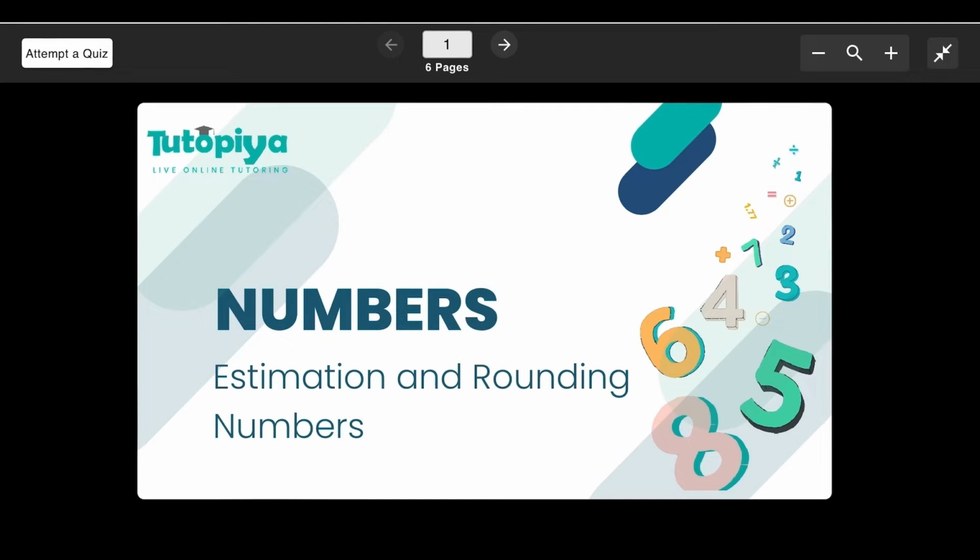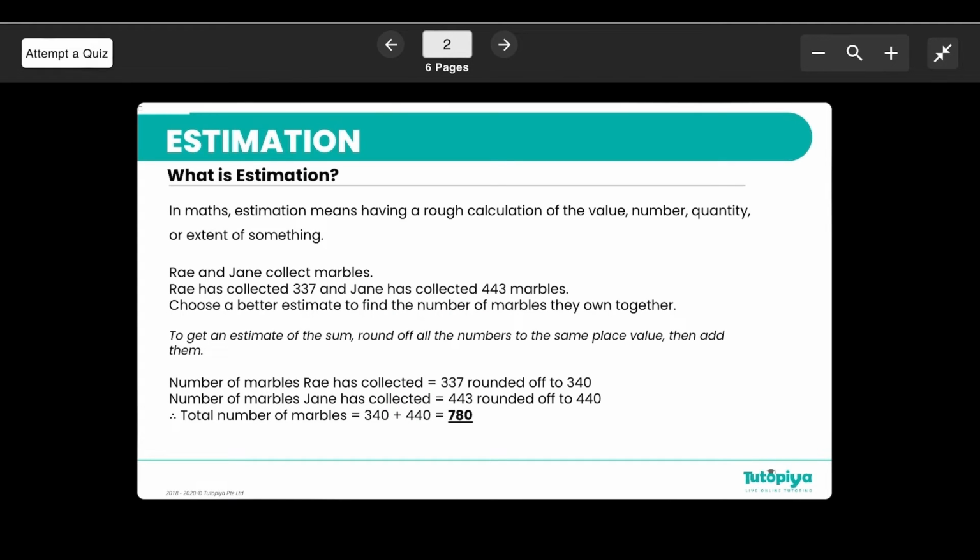Hello everyone. So today we're focusing on Cambridge IGCSE Mathematics, topic of number, subtopic estimation and rounding numbers. So to start off, we're going to discuss what is estimation. Estimation is basically trying to find out the rough value of a calculation.